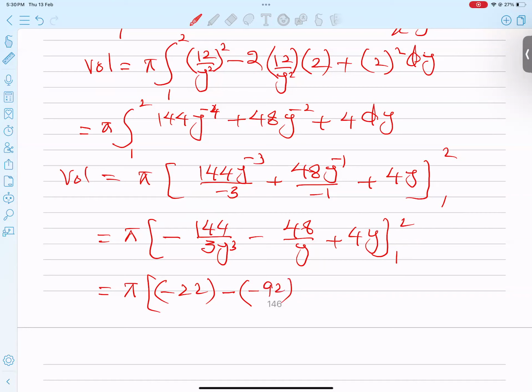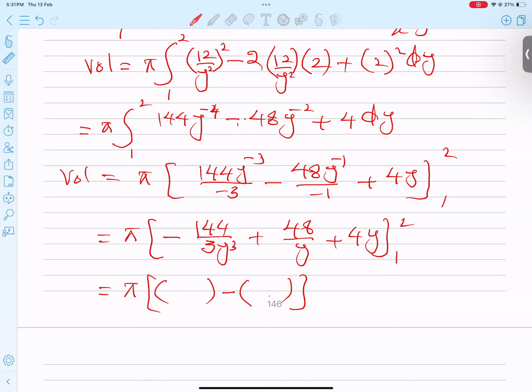Wait a minute. Let me recheck. Okay. The mistake is this negative sign. I should put the negative sign here. So this is a negative, and negative times negative will become positive. And now I will check again, upper value minus lower value.